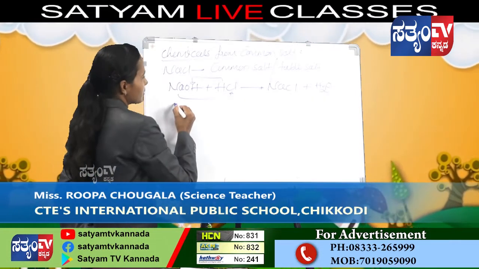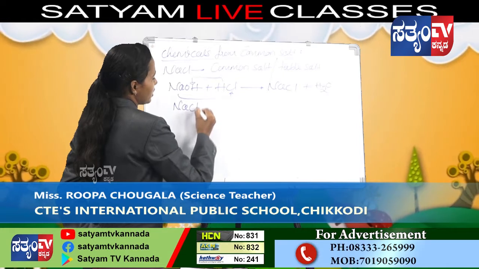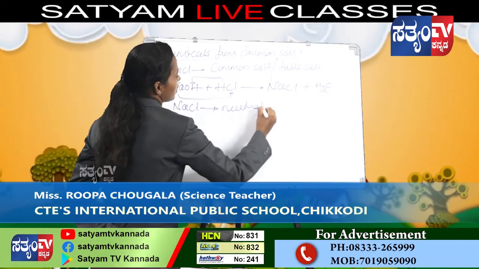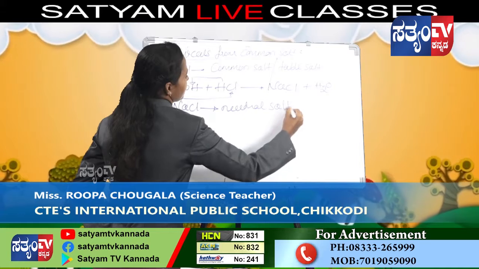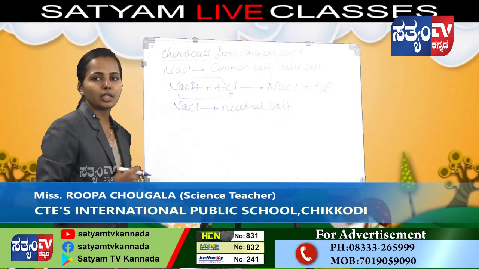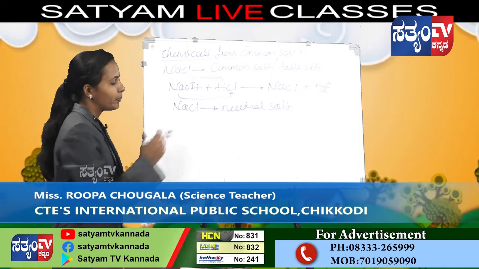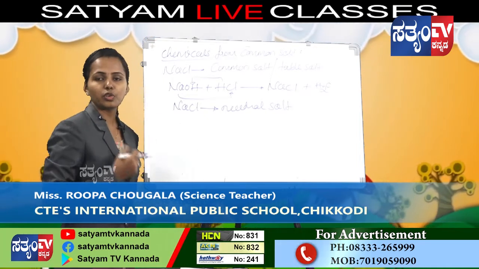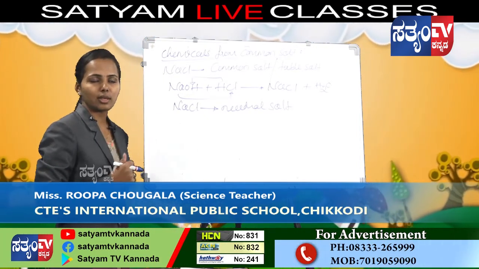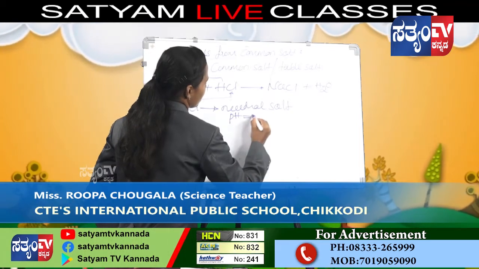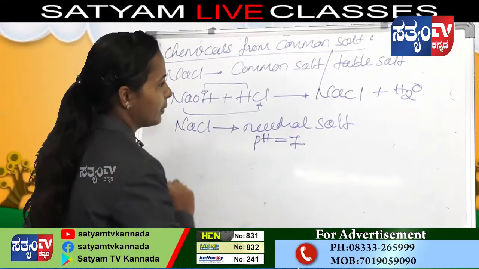And here this NaCl is a neutral salt. If it is neutral, what is the pH of this NaCl? If it is neutral, the pH of NaCl is equal to 7.